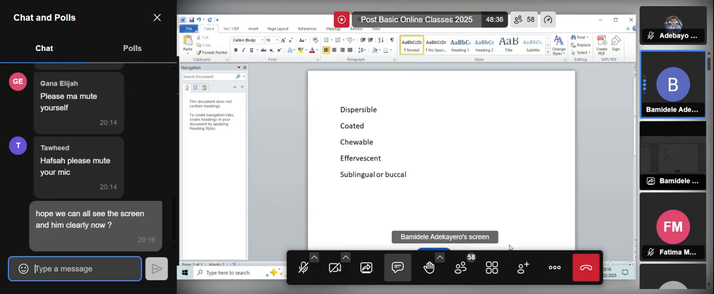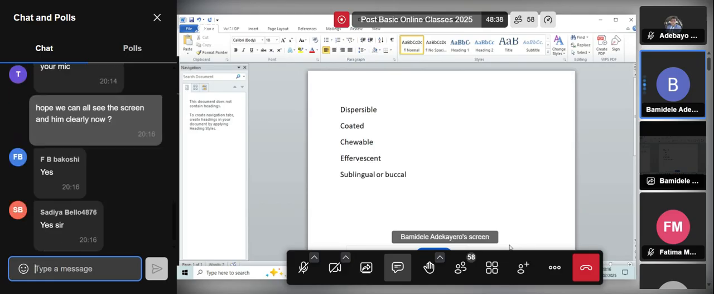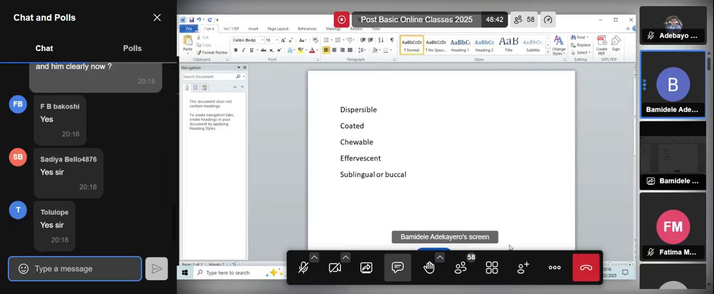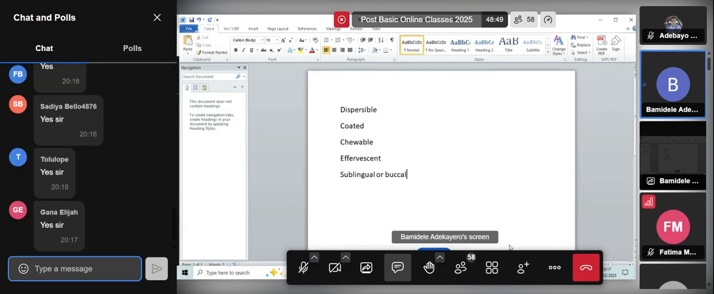So in sublingual, like the name implies, lingua is tongue, so the tablet is placed under the tongue. If somebody is having a heart attack and you want to give some fast-releasing tablets such as aspirin, blood thinners, to mitigate the effects of the heart attack, you place such tablets under the tongue.